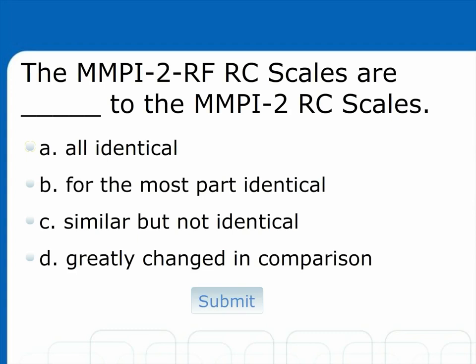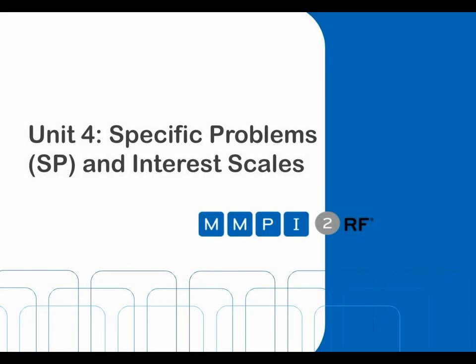We've come to our third review question. The MMPI-2-RF RC scales are blank to the MMPI-2 RC scales. A, all identical. B, for the most part identical. C, similar but not identical. Or D, greatly changed in comparison. The correct answer is A. The RC scales, whether scored from either the MMPI-2-RF or the MMPI-2, are identical. In Unit 4, we're going to discuss the specific problems and interest scales.